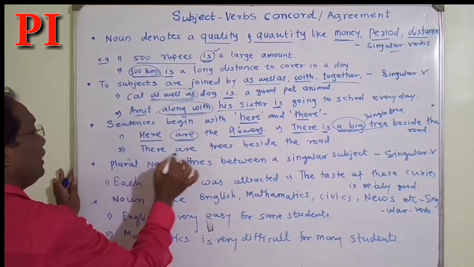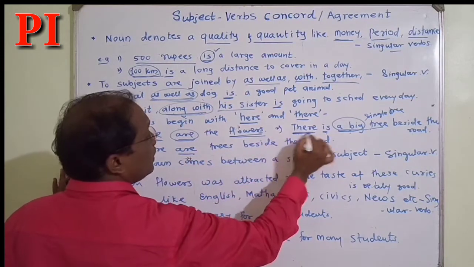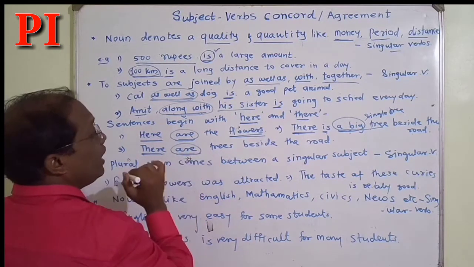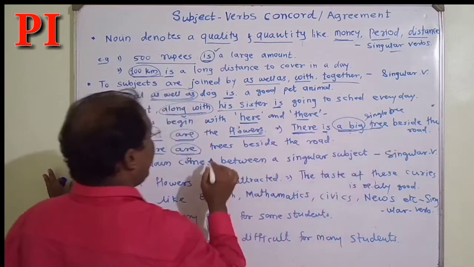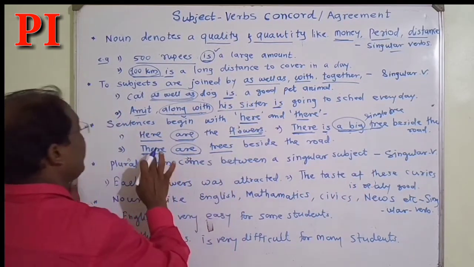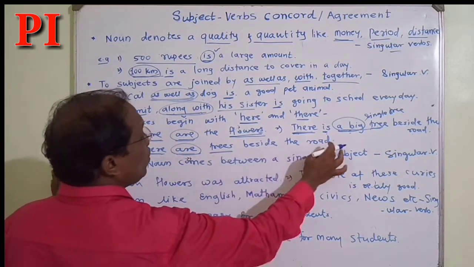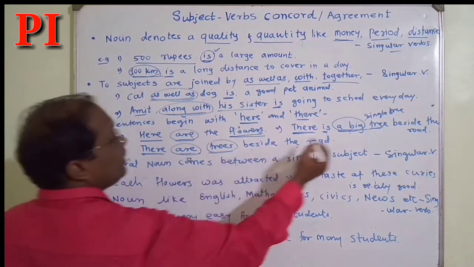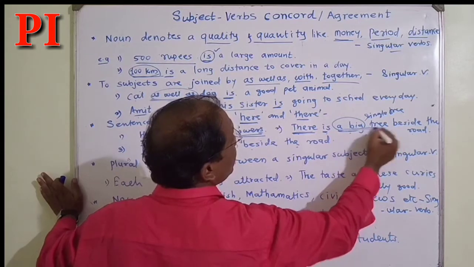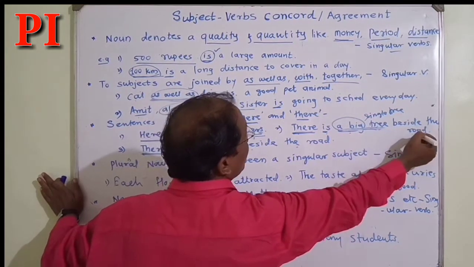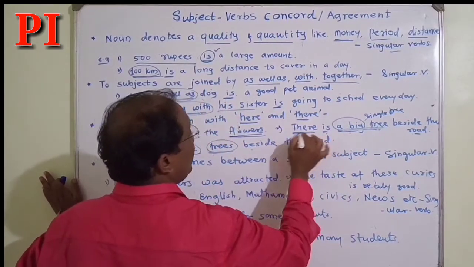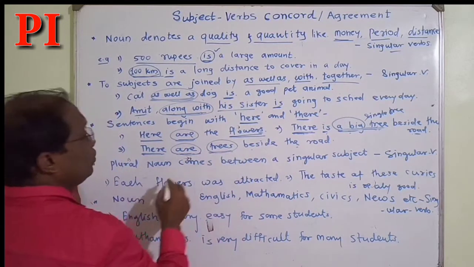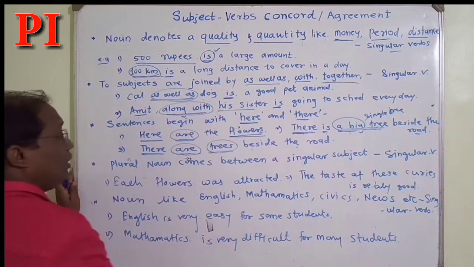Now another example. There are trees beside the road. The word there is the same, but here we use are. Why? Because trees is a plural subject. Many trees are beside the road, therefore we use are here. And a big tree means one single tree is beside the road, that's why we use is here. It doesn't matter that the word there is the same.